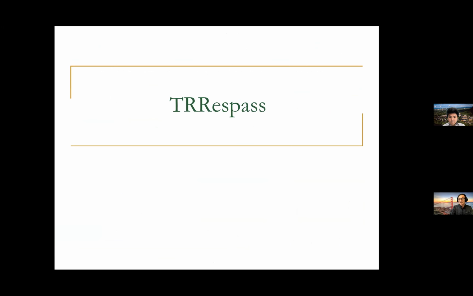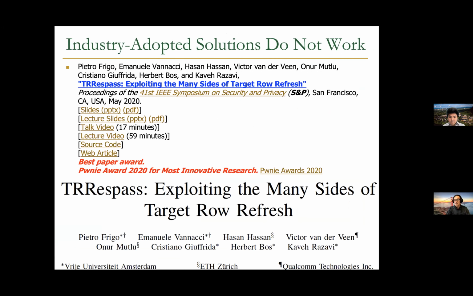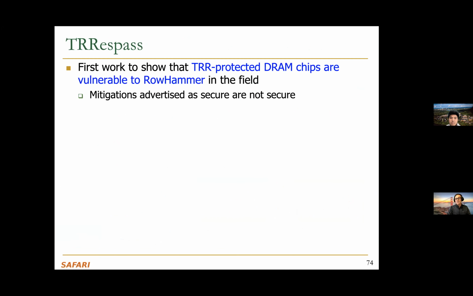Let me talk about the TRRespass issue. Here, we wanted to understand whether industry-adopted solutions work. The DRAM industry basically said, we solved the problem, trust us. And of course, as researchers, we should not take this as a given. So we tested that. And we showed that TRR-protected (target row refresh) DRAM chips are vulnerable to Rowhammer in the field. Mitigations that are advertised as secure are not secure.